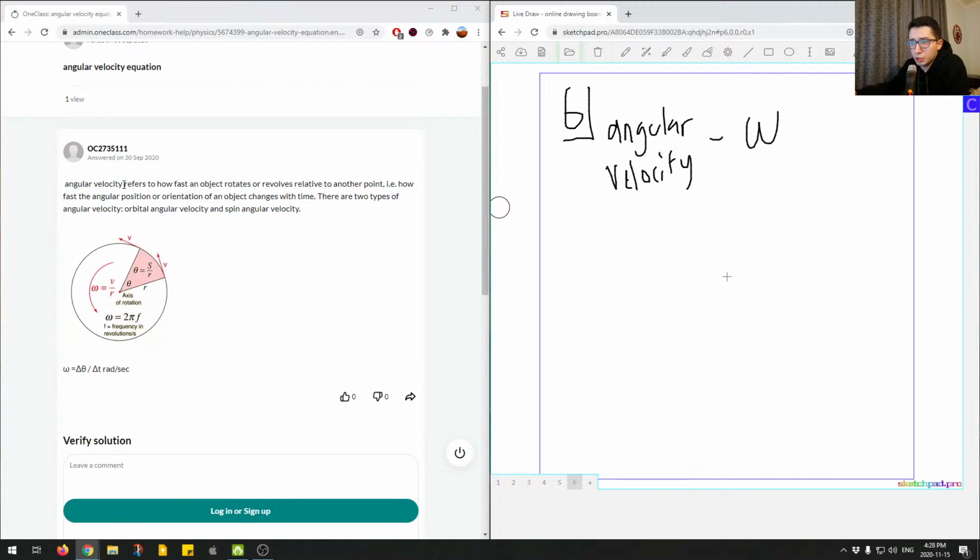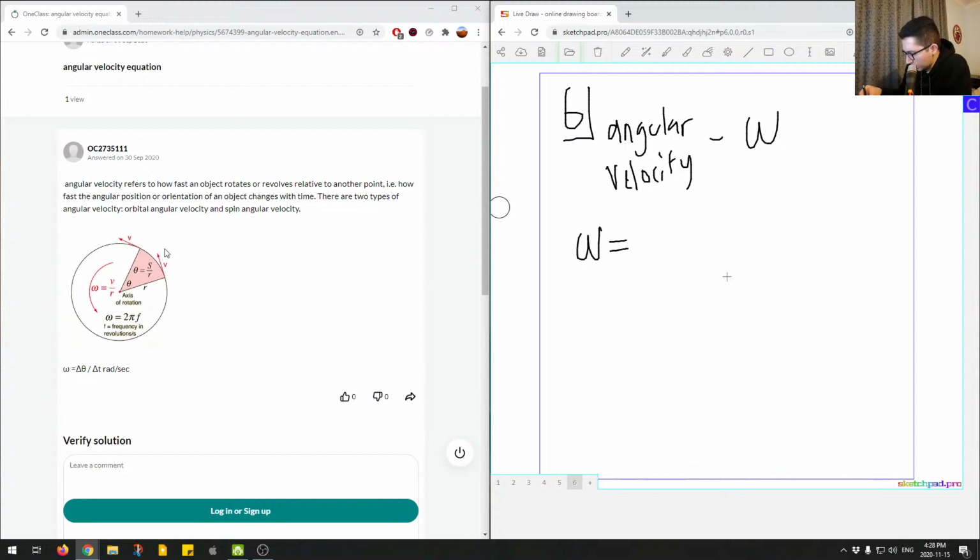So let's go through the Janine The Tutor's solution. Angular velocity refers to how fast an object rotates or revolves relative to another point, how fast the angular position or orientation of an object changes with time. There are two types of angular velocity, orbital angular velocity and spin angular velocity. So here we're giving a general explanation. So essentially how to calculate it is as follows.